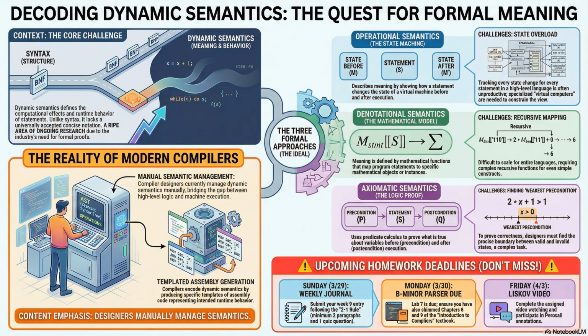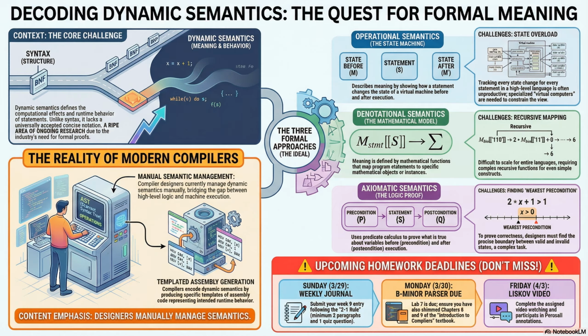Well, we have to abandon the concept of state entirely. Just throw it out. Throw it completely out. That brings us to our third approach, which is axiomatic semantics. This method throws away the ledger of variables in the virtual machine. Instead, it uses mathematical logic, specifically predicate calculus, to define constraints on the variables. Predicate calculus sounds intense. It sounds worse than it is. It just means we are using formal logic to evaluate true or false statements about our code.